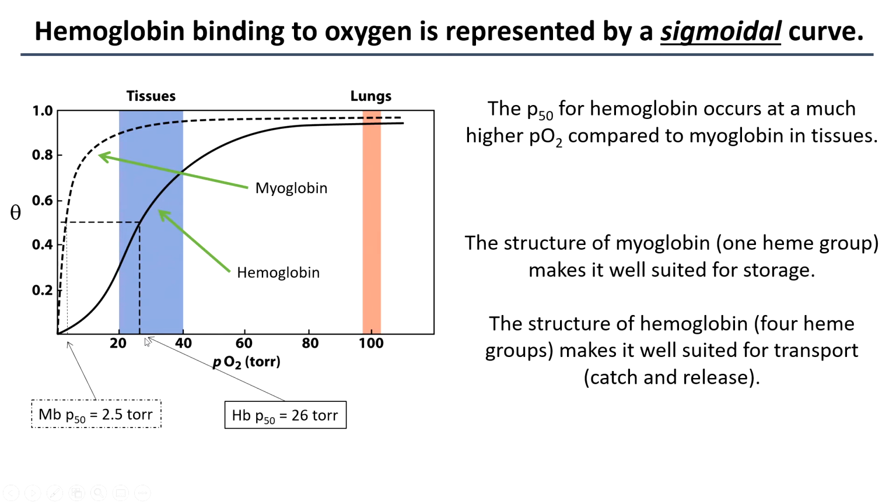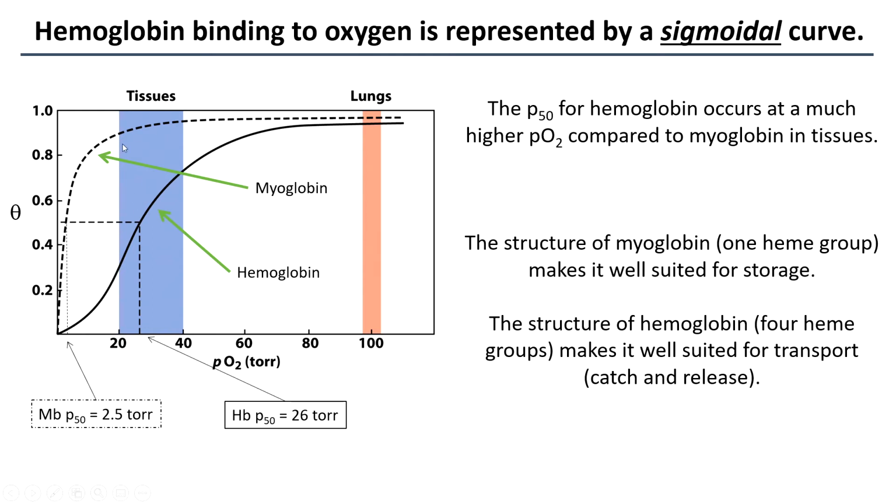The P50 for hemoglobin, however, is much higher. It's about 26 torr. So it takes 26 torr of oxygen to bind half of the available hemoglobins in solution. So if you want oxygen to bind hemoglobin like it binds to myoglobin, you have to increase the amount of oxygen in the system. So basically overload the system with oxygen, and that will force hemoglobin to bump into it, bind to it, and hang on to it.